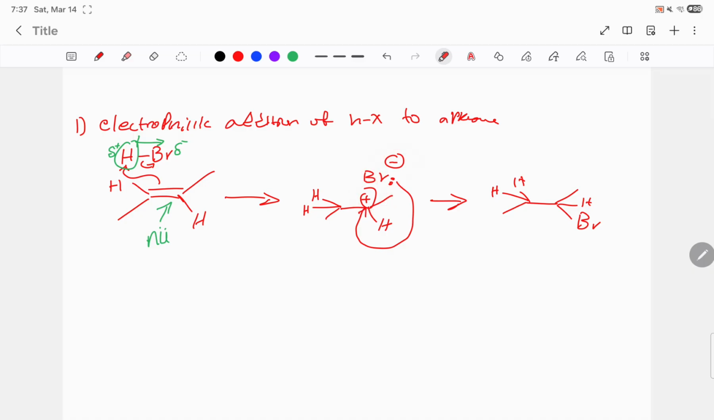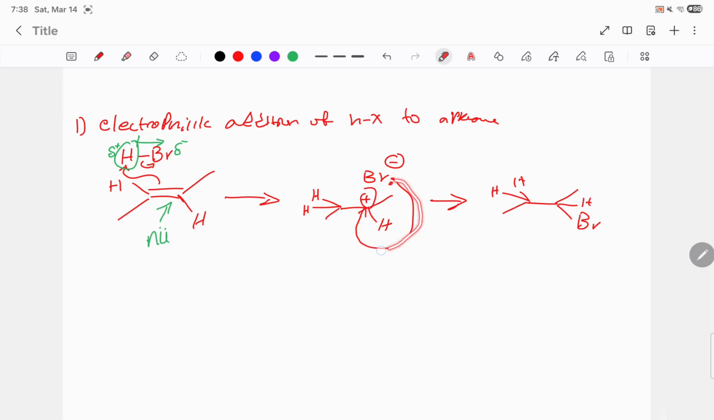And yeah, there you go. So again, in this step, our pi bond was our nucleophile, our proton was our electrophile. In this case, we have what's known as a carbocation intermediate, and our nucleophile is the bromide ion, and the electrophile is our carbocation carbon.